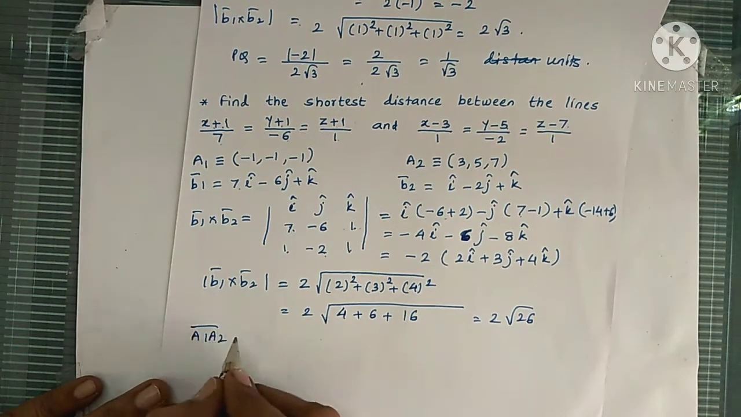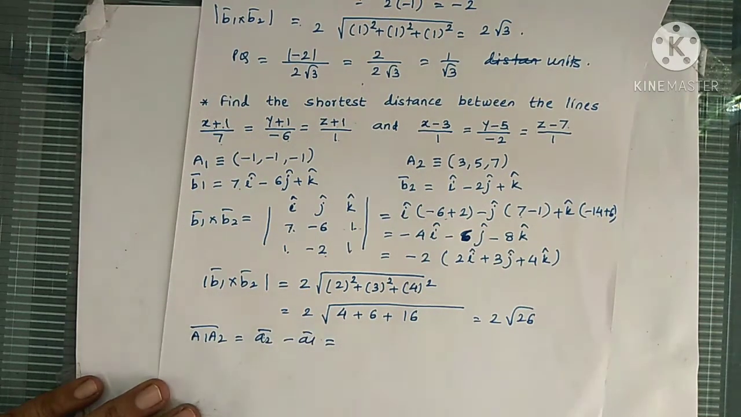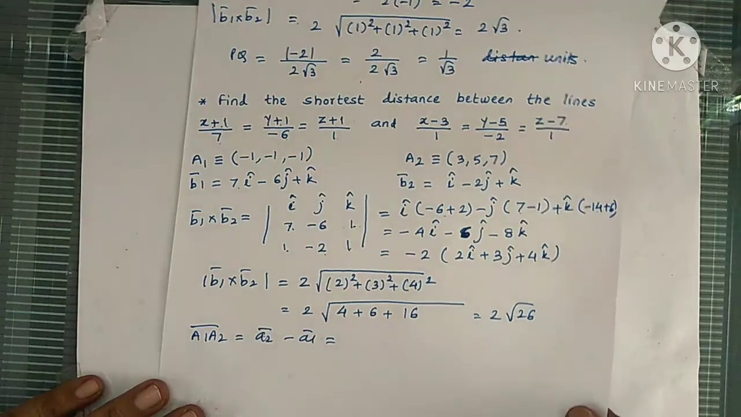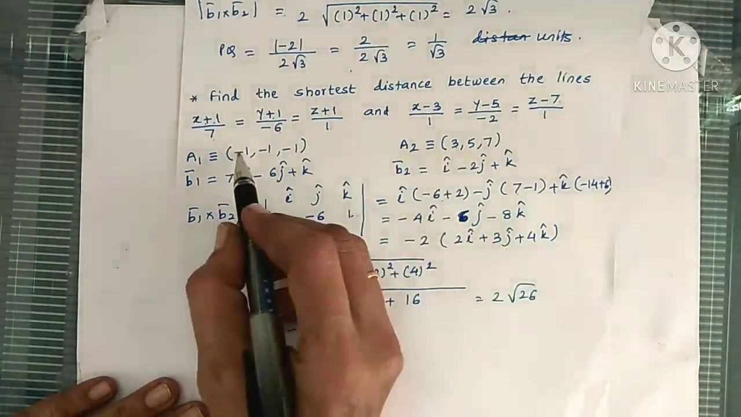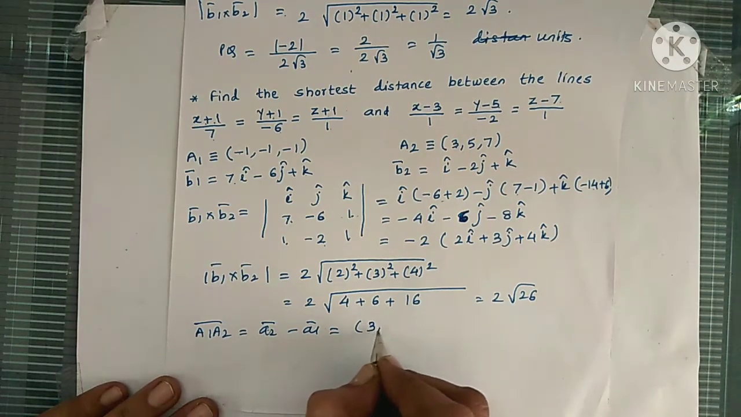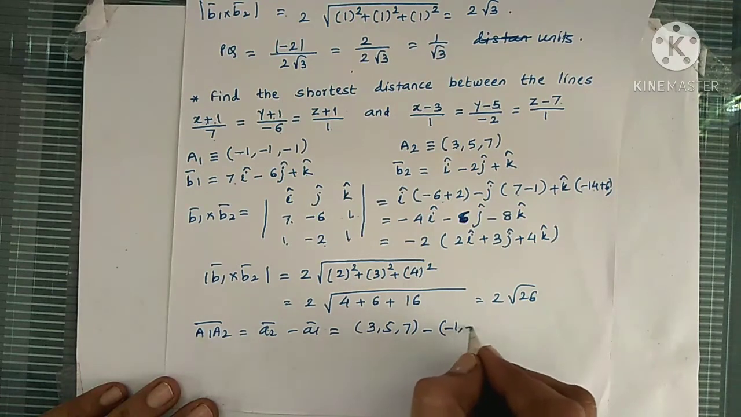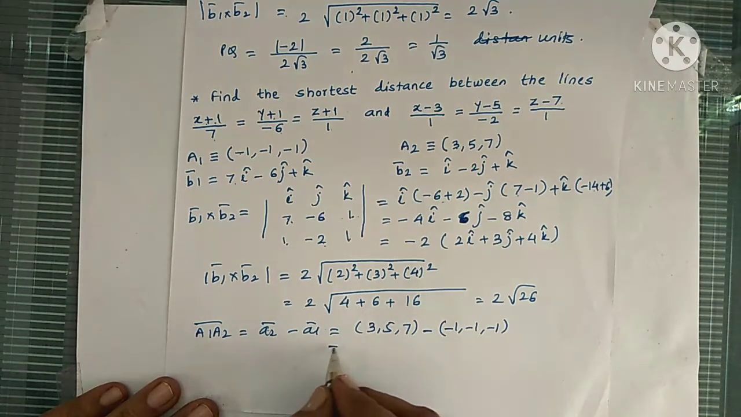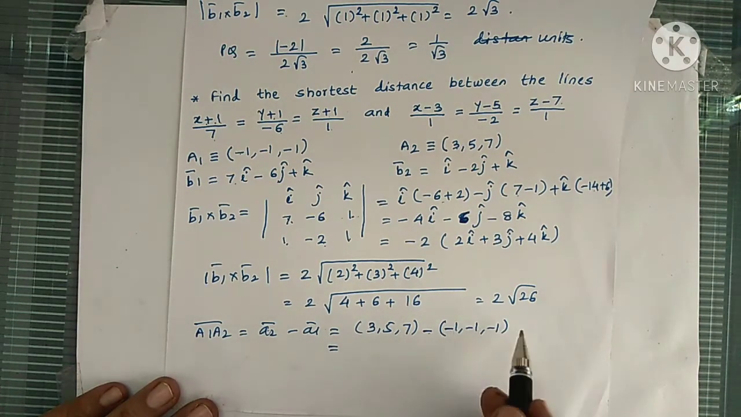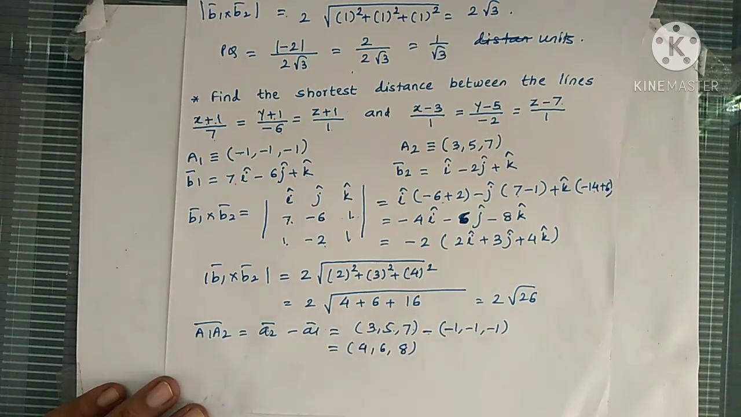So next is a1 a2 bar. That is a2 bar minus a1 bar. So a2 bar minus a1 bar is 3 minus minus 1. Okay, let's write first of all a2 bar: 3, 5, 7, minus 1, minus 1, minus 1. So this minus and this minus becomes plus. That means we have to add 1 to each of these numbers. So this becomes 4, 6 and 8.